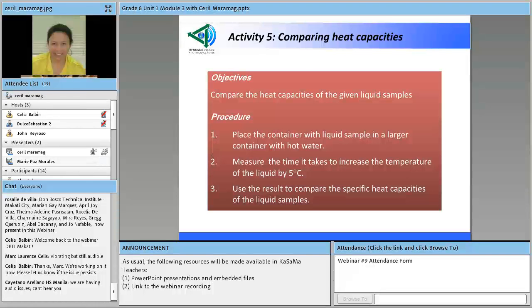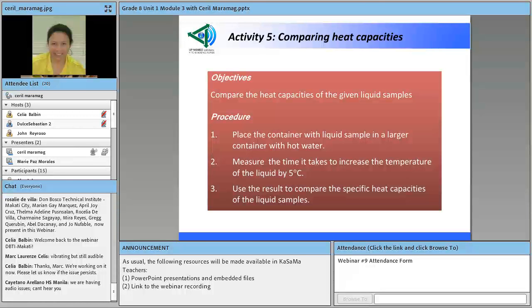that you store them all prior to the activity. You store them all together in the same room. Kung pwede, the same room where the students will perform the activity. And store them, say, overnight so that when students perform the activity, the liquid samples will be of the same temperature.